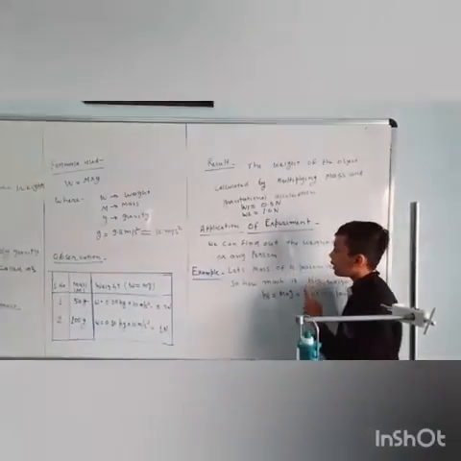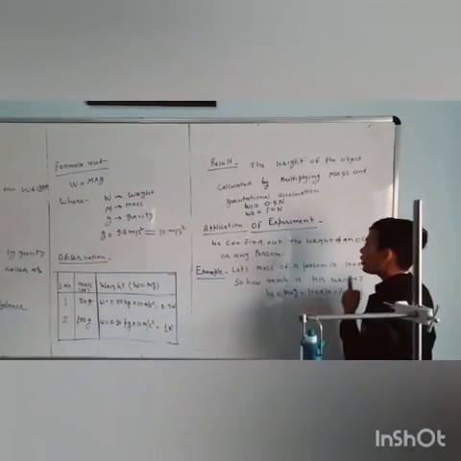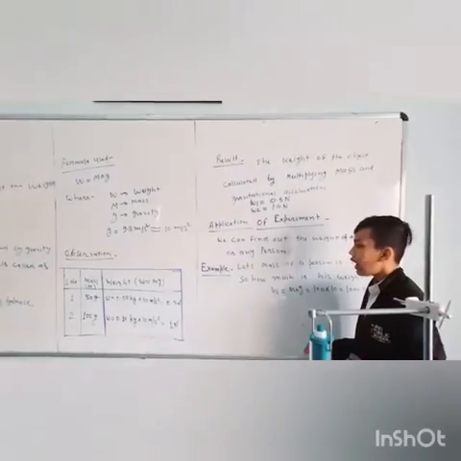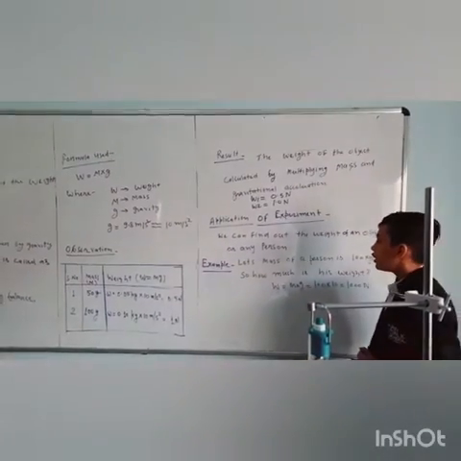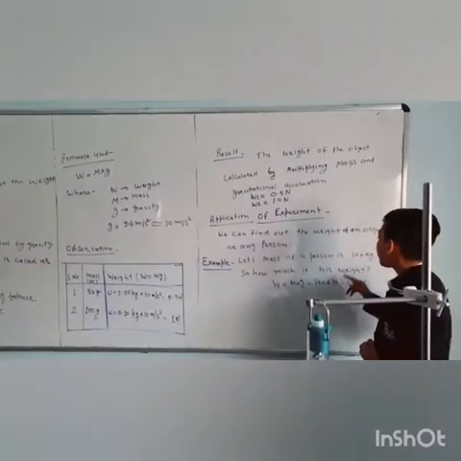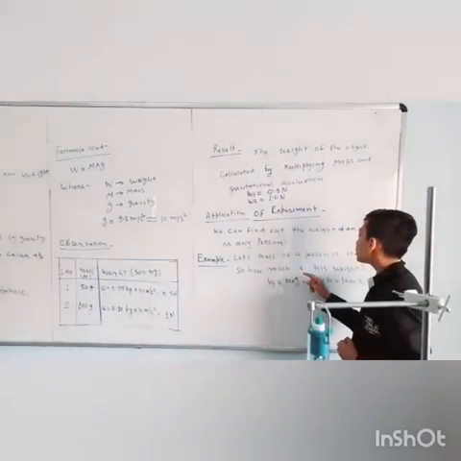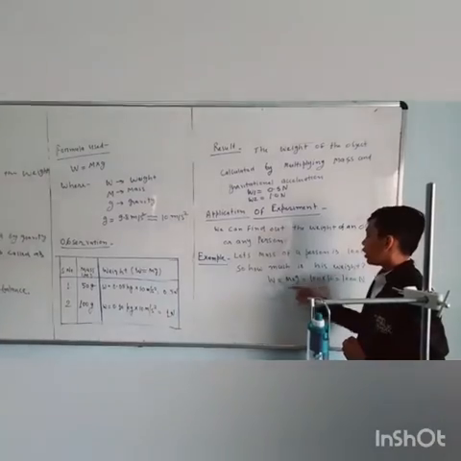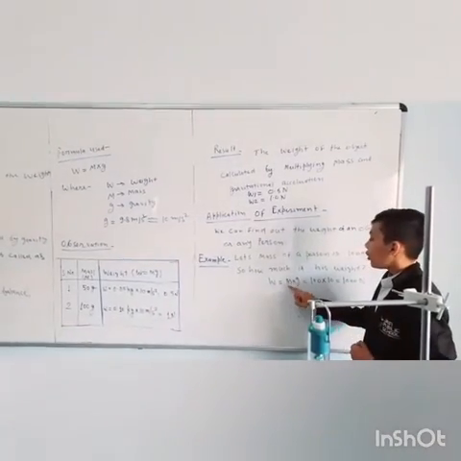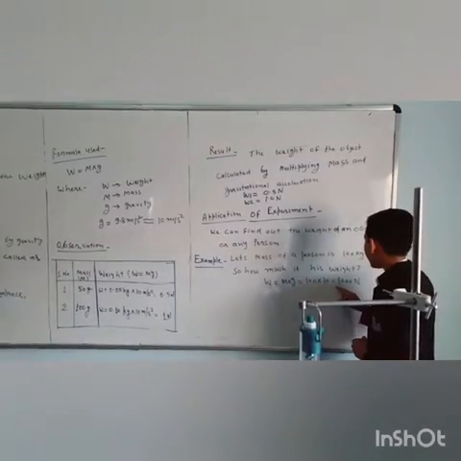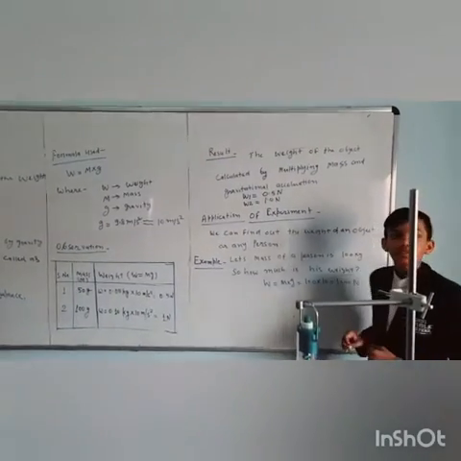Application of experiment. We can find out the weight of an object or any person. For example, let's say the mass of a person is 100 kg. So how much is his weight? Weight equals mass multiplied by gravitational acceleration, equals 100 multiplied by 10, equals 1000 newtons.